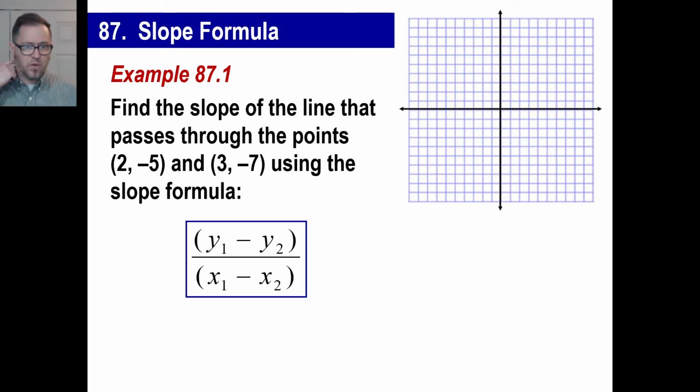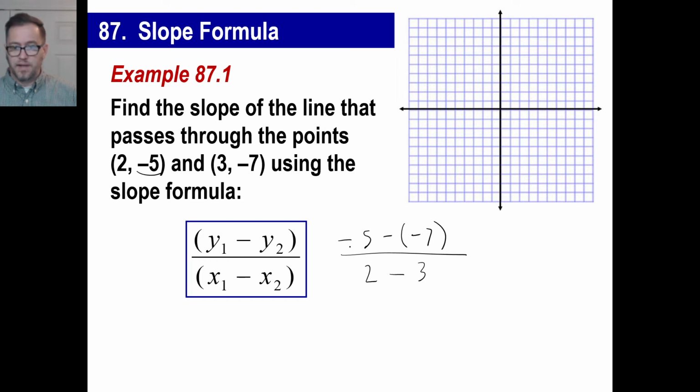And you might wonder, well, which y goes first? The answer is it doesn't matter as long as you're consistent. In other words, you could take one y and subtract the other y and stick it over one x subtracted by the other x. Let's just use the -5 first. So this would be -5 minus, make sure you do this accurately, -7. Don't just put -7. Since you used the -5 first, you need to go back and use that x first as well. So that's going to be 2 minus 3.